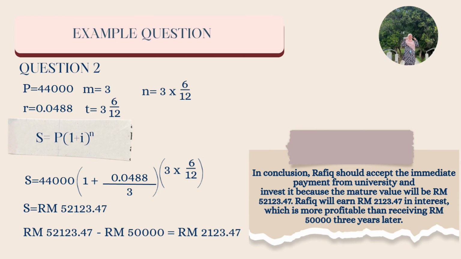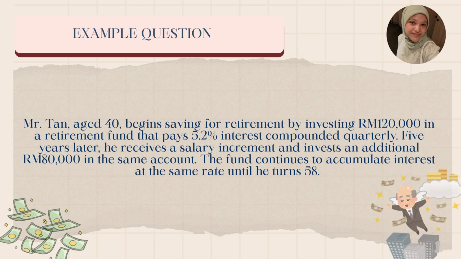In conclusion, Rafiq should accept the immediate payment from the university and invest it because the mature value will be 52,123 ringgit and 47 cents. Rafiq will earn 2,123 ringgit and 47 cents in interest, which is more profitable than receiving 50,000 3 years later. Let's move on to the next question.